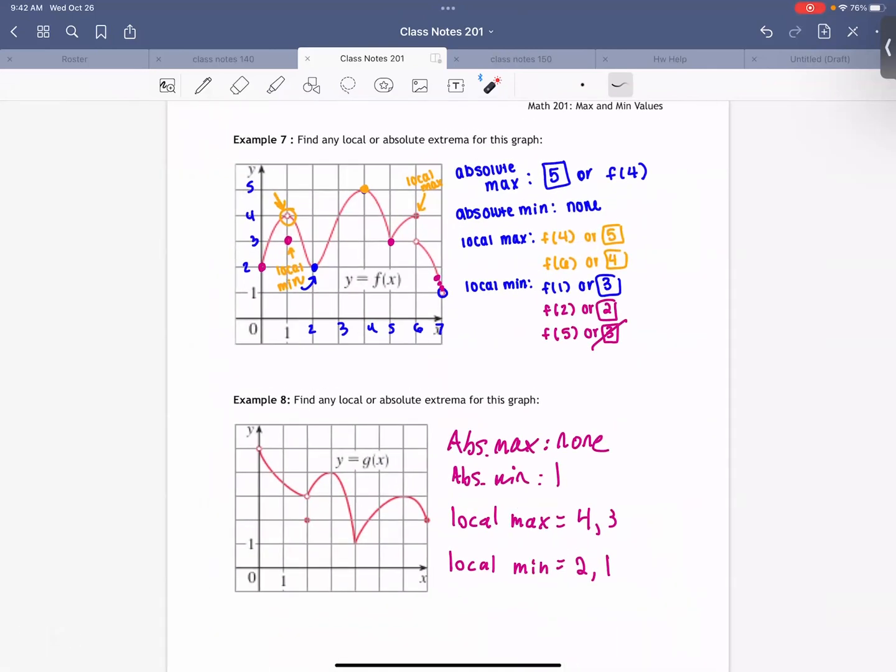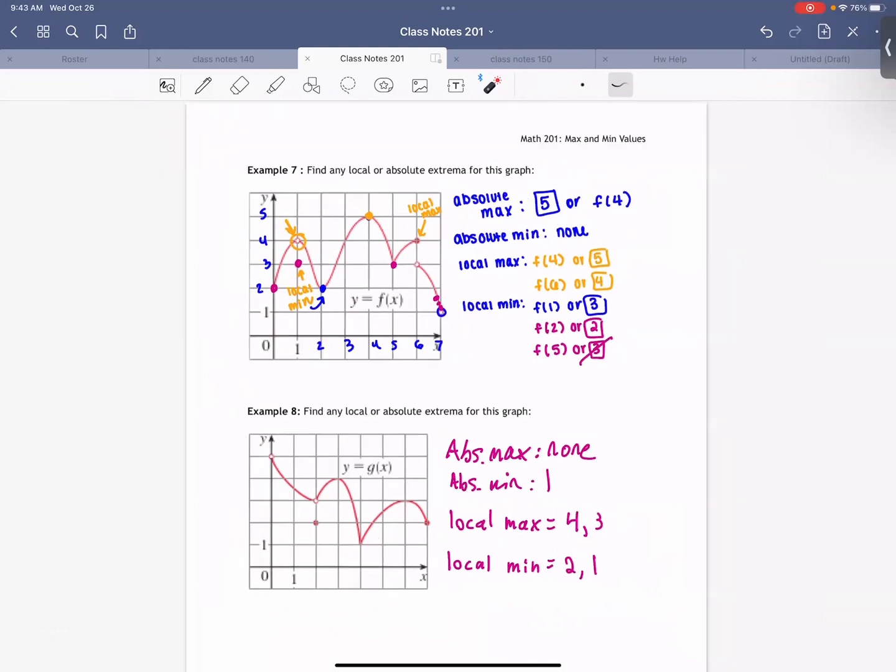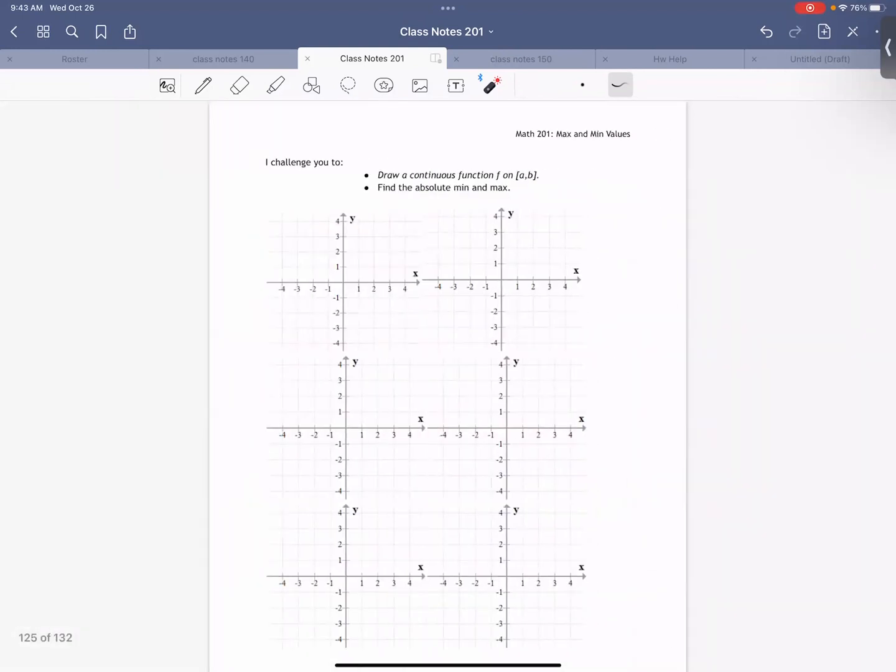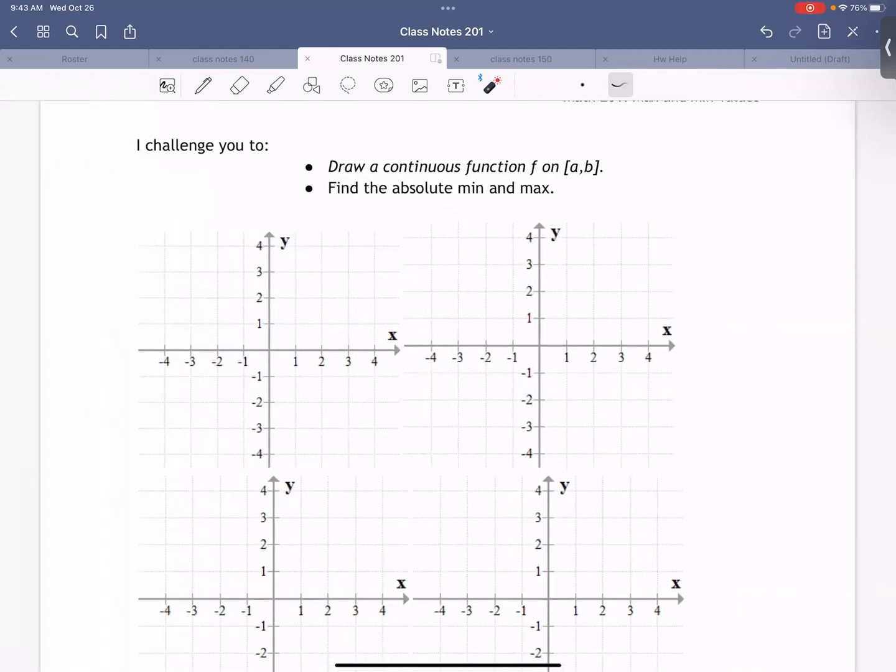Okay. Any questions so far? All right. Moving on here. I think we have enough time for this. So I forgot to write this down. Okay, so we're going to move into a very important topic after this involving maxes and mins.